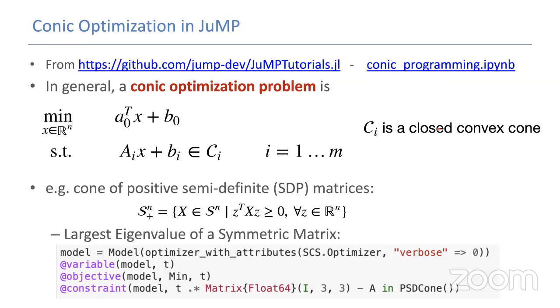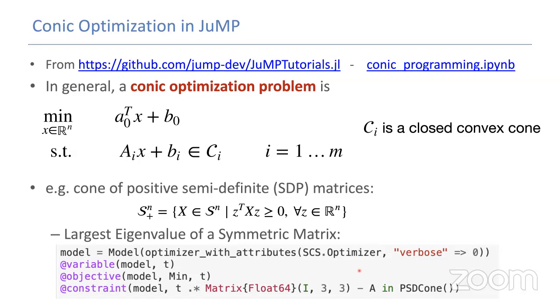In particular, one cone that is very powerful and useful is the cone of all positive semi-definite matrices. If you use that cone, you could, for instance, write down a very simple optimization problem in JuMP that finds the largest eigenvalue of a symmetric matrix by just writing down the constraint that a given matrix is in the positive semi-definite cone. So this is a bit of a toy example, and doesn't really show you what you can do with conic optimization.